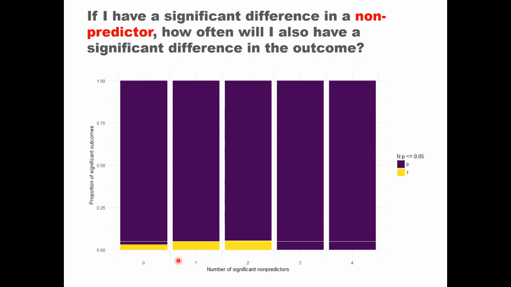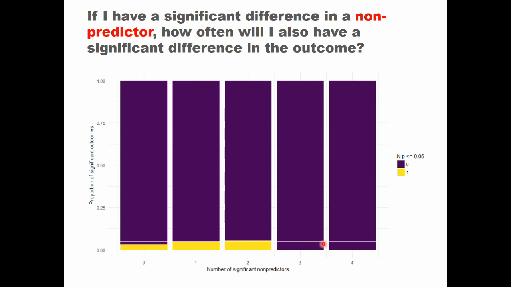So if I have 0 significant non-predictors, the 10 variables that don't have any relationship to the outcome, I see almost 5% of significant differences for the outcome itself. So the proportion of simulations where we have a significant difference in the outcome is right around 0.05, 5%. If I have 1, it's around 5%. If I have 2, it's around 5%. And 3 and 4, I just have so few examples of that we don't happen to see any.